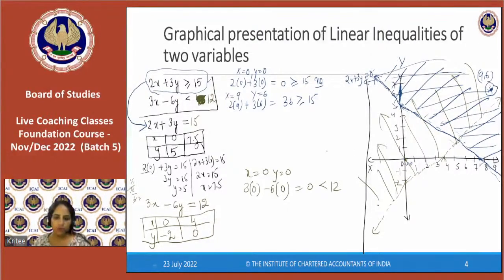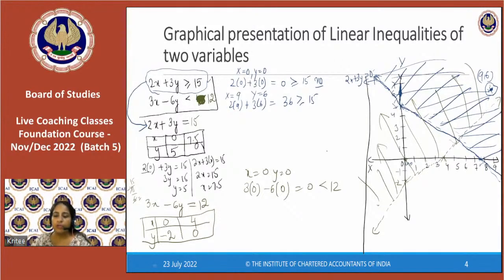Give me a yes or a no. You have understood the shading. I hope you have understood the shading. So any value reaching out towards 0 0, all of them are satisfying the given condition. I hope that makes it understandable. I hope this is clear. Till now, this is how we present a graphical representation.